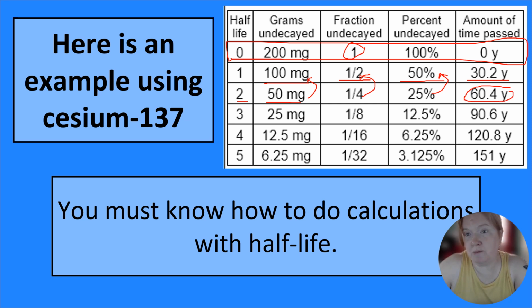So 30.2 plus 30.2. And then at the next half-life, half of this, and a whole other half-life, so a whole other 30.2 years. Hopefully it'll make more sense when we do some examples.